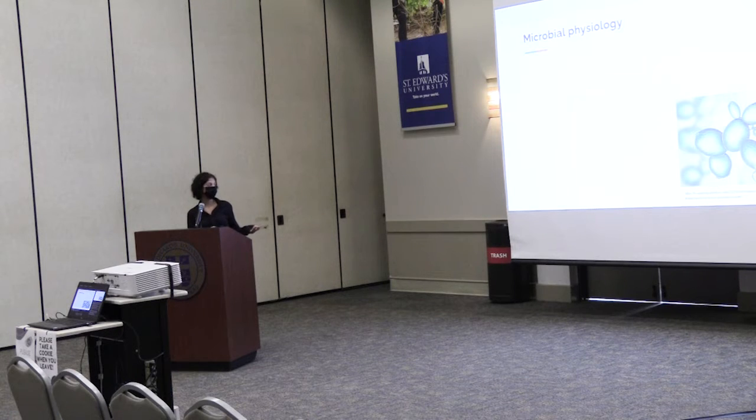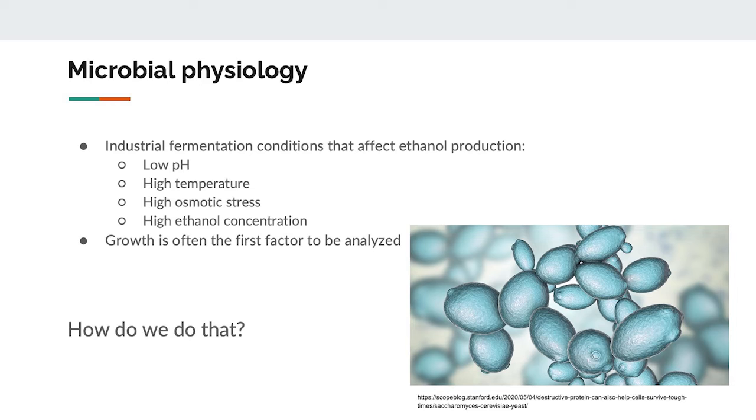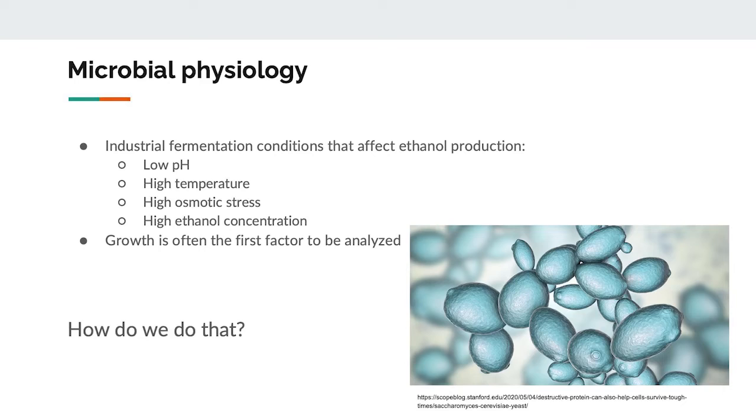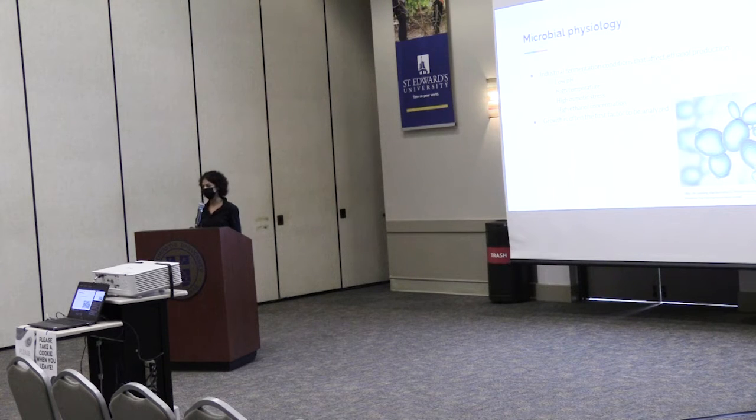For microbial physiology, we're working with S. cerevisiae, which is pictured right here. The overall goal of the lab is to look at the fermentation conditions that affect ethanol production, such as low pH, high temperature, high osmotic stress, and high ethanol concentration. Growth is often the first factor to be analyzed when you look at those.